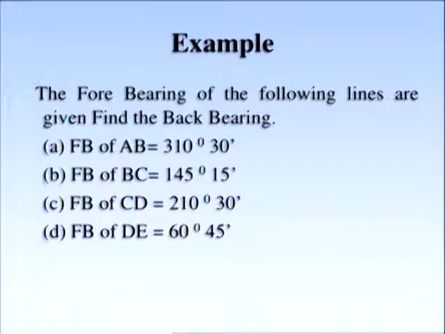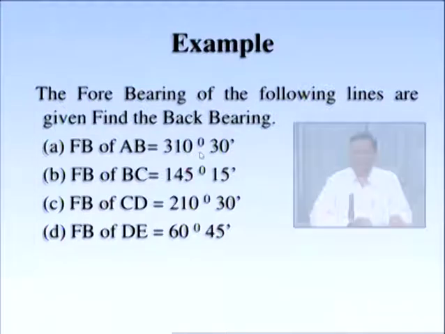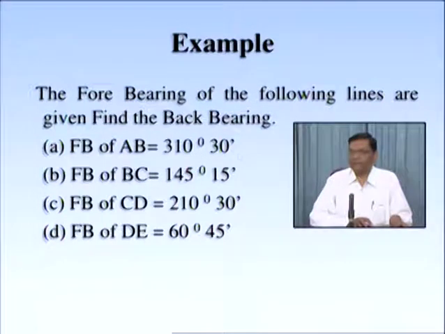So here the fore bearings of the following lines are given. Find the back bearing of the lines. Again this is the second example. Now see the line AB, it is given 310 degrees 30 minutes. Here for BC, the bearing is given 145 degrees 15 minutes. Fore bearing of the line CD is 210 degrees and 30 minutes. Fore bearing of the line DE is 60 degrees and 45 minutes.